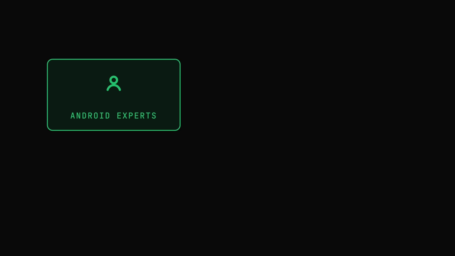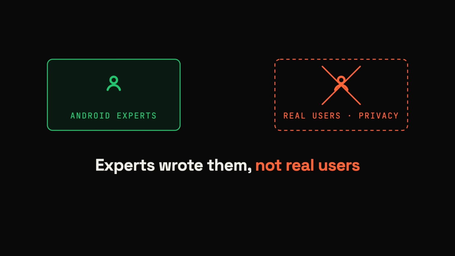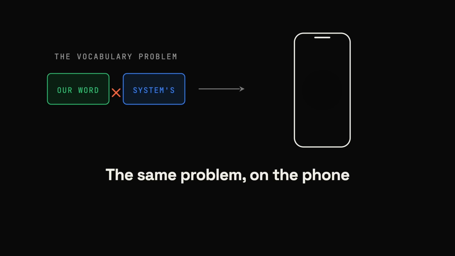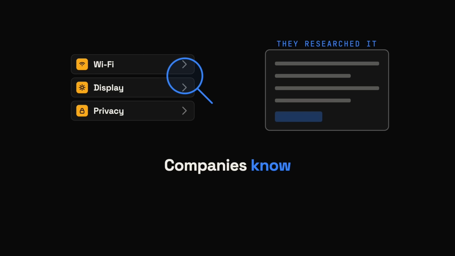Now, in that study, the queries were written by Android experts, and Samsung did not collect real users' queries for privacy reasons. So what this study tells us, and it is relatively recent, is that there is some kind of verification for this vocabulary problem. It shows on the phone. It also confirms that companies are aware of this problem, the problem of settings, because they researched it.